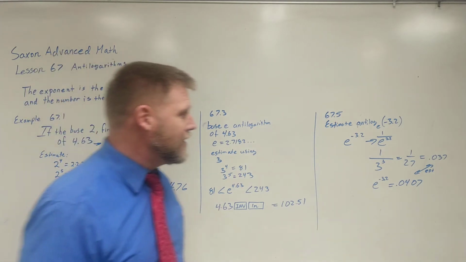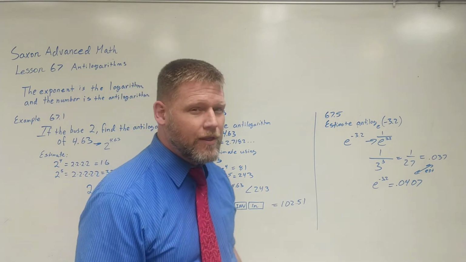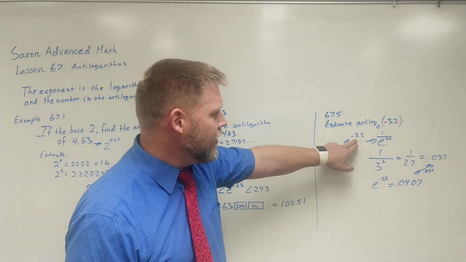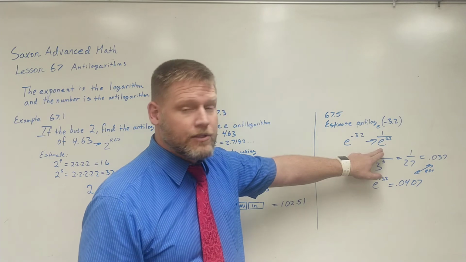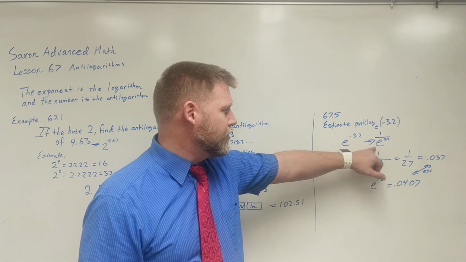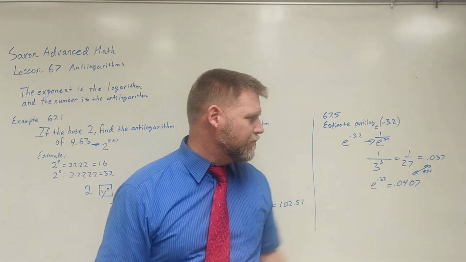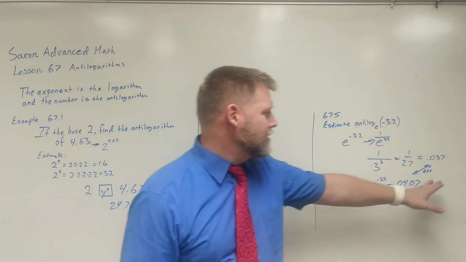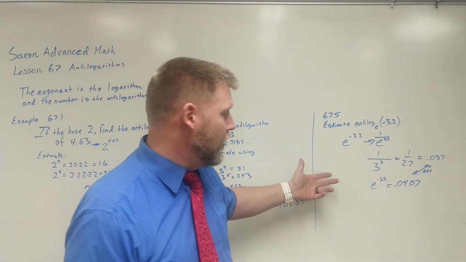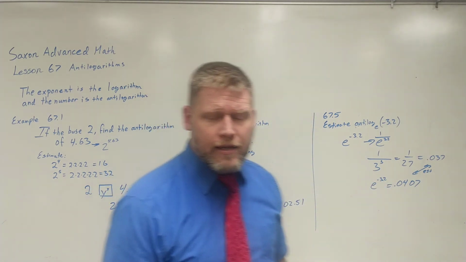67.5, estimate the antilog, okay, e to the negative 3.2. This is where the estimation comes in. So what I'm going to do is say e to the negative 3.2. Well, I can rewrite that as 1 over e to the 3.2. That's pretty easy. And I know that instead of e, we're going to use 3, and instead of 3.2, we'll just use 3. So I get 1 over 3 to the third, which is 1 over 27, which is 0.037. That's my estimate, and that's what they're looking for. Although I'm going to go ahead and put this in the calculator, see how well I did with the estimate. e to the negative 3.2 is 0.0407.